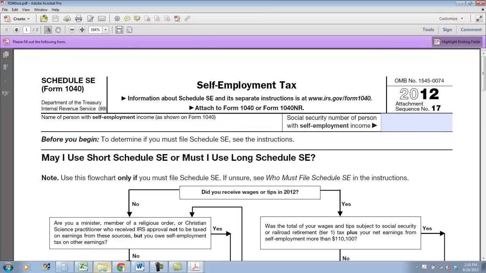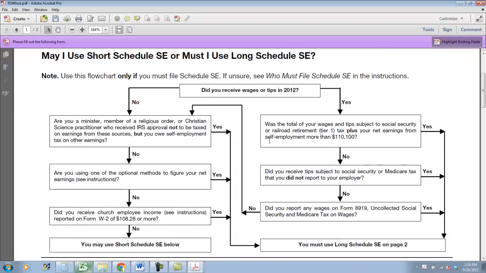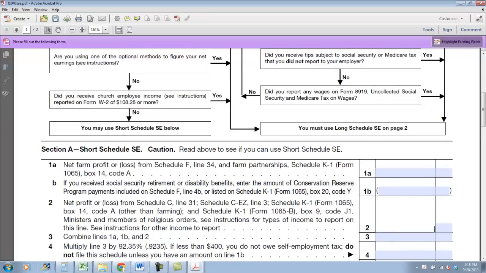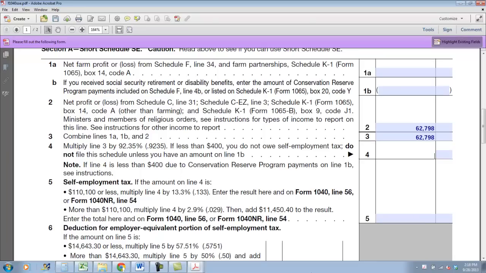We're going to go to the self-employment tax. So Jason Purdy, 4, 2, 3, 4, 5, 6, 0. All right. And on line 2, I'm going to skip right down there, and it's going to be 62,798. Line 3 says combine 1A, 1B, and 2. So 62,798. Then we're going to multiply that by 92.35, which equals 57,994.